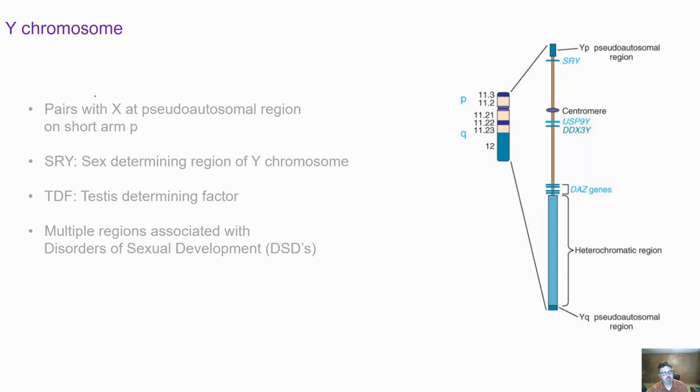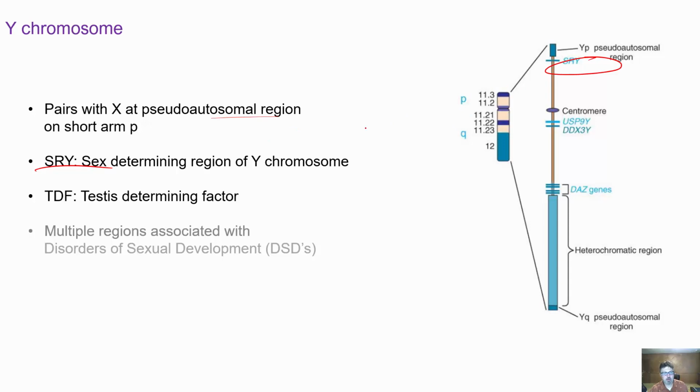So let's start here with the Y chromosome, and you'll notice the Y chromosome only has a small area that's actually homologous. This is what we call the pseudo-autosomal region. So if you remember the short P arm, we have up here our sex determining region on the Y chromosome, which we'll label the SRY. And then we'll also have with it the testes determining factor, TDF, on the Y chromosome as well. But those areas are going to be the ones that are basically similar to what we would see on the X chromosome. Now you'll also notice that we have multiple regions associated with disorders of sexual development.